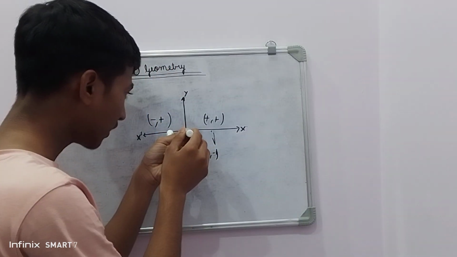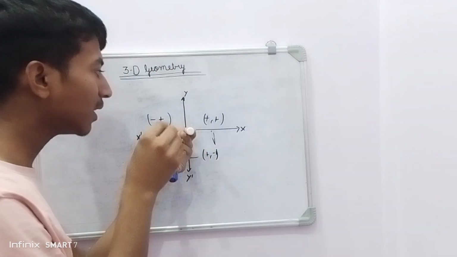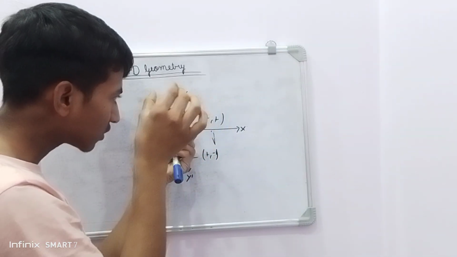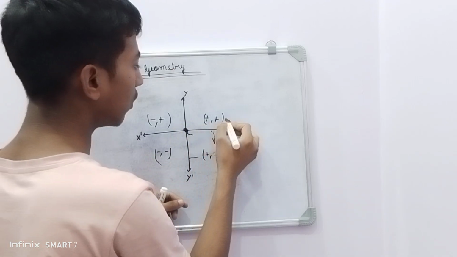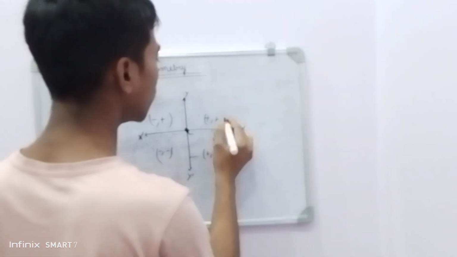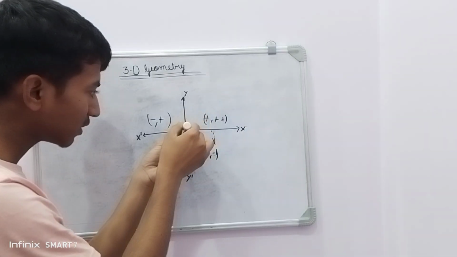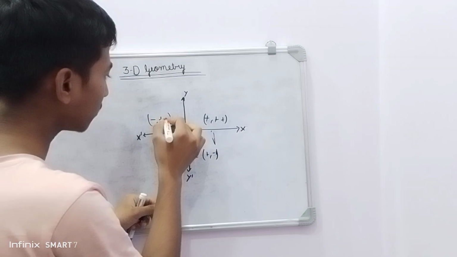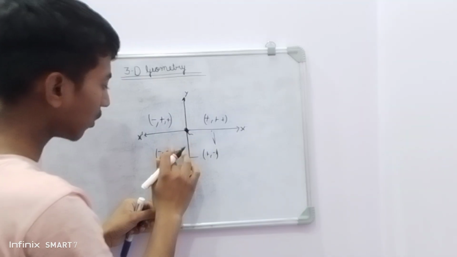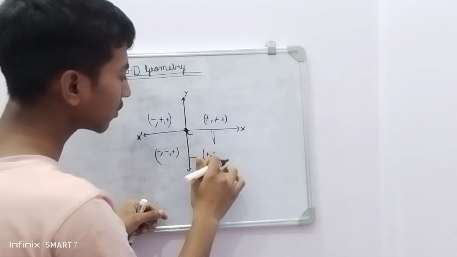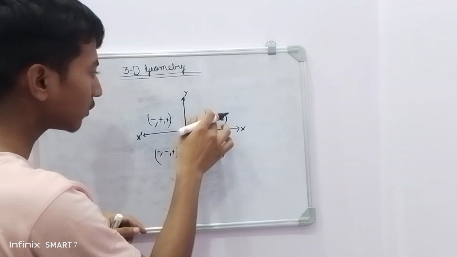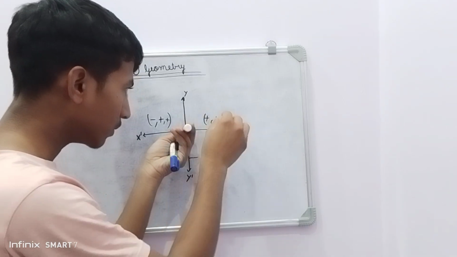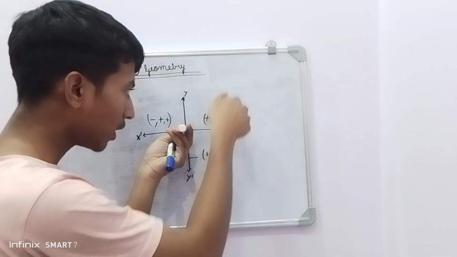In the first octant, the z-axis is positive on this side, and the z-axis going inside the board is negative. So in the first octant, all the coordinates of the point are positive. In the second octant z is also positive here, and in this octant z is also positive, and in this octant z is also positive. So these are the first, second, third and fourth octants, and below these we have the fifth octant.